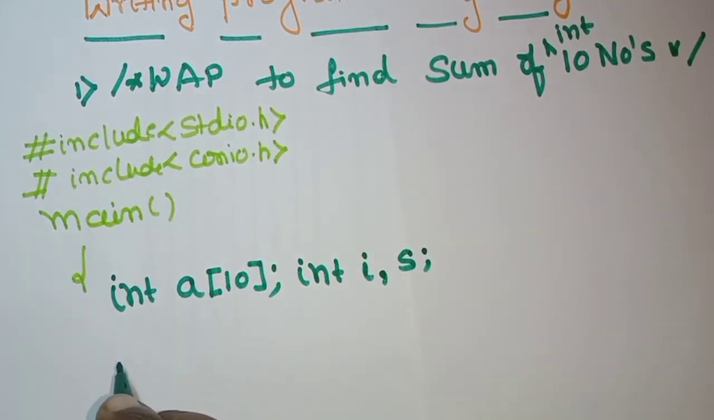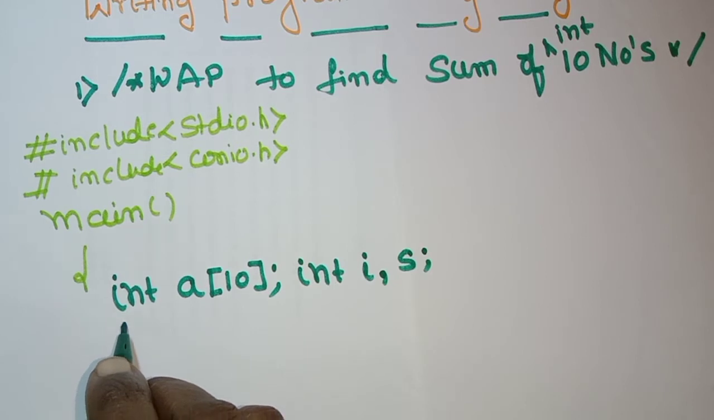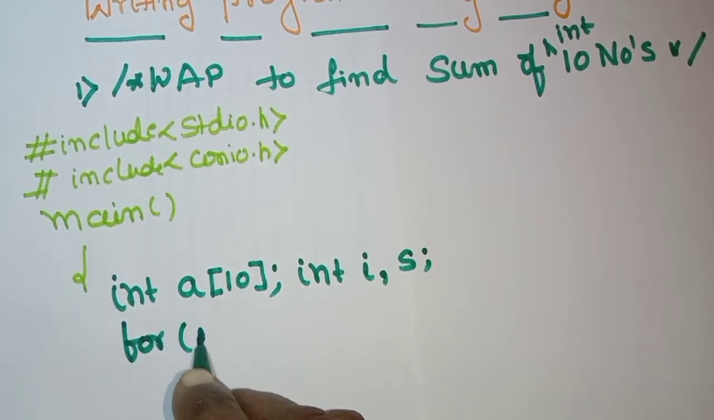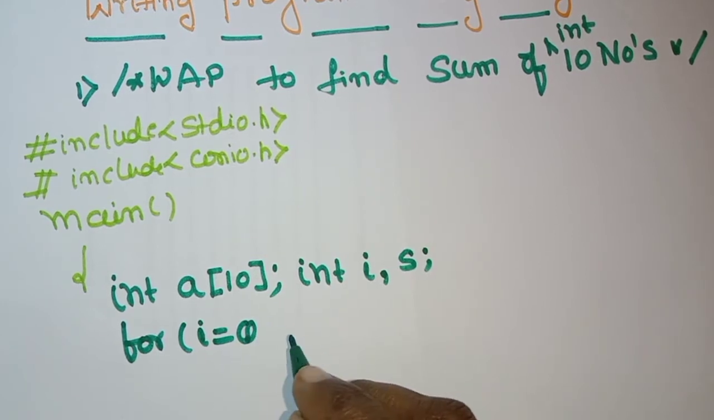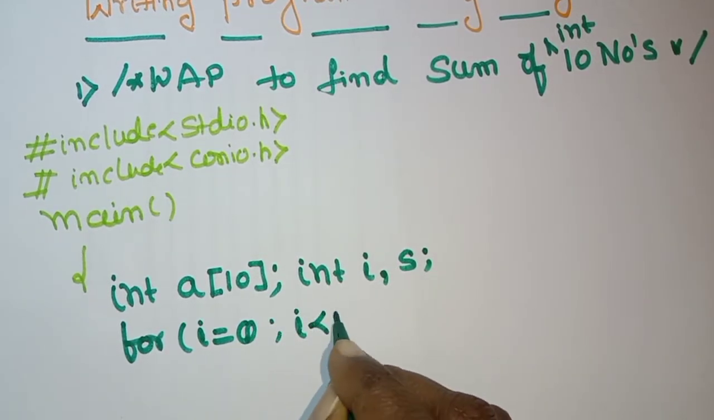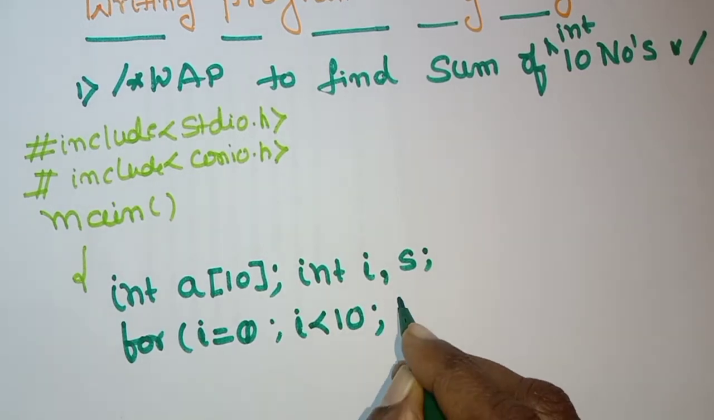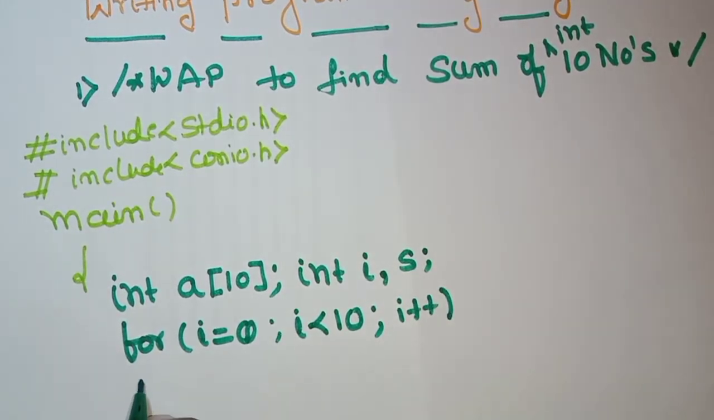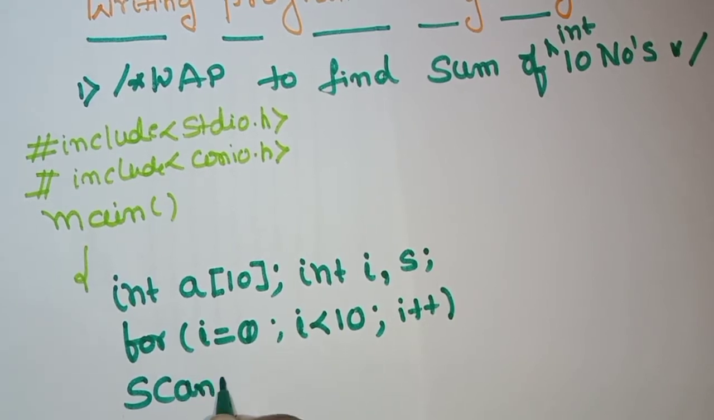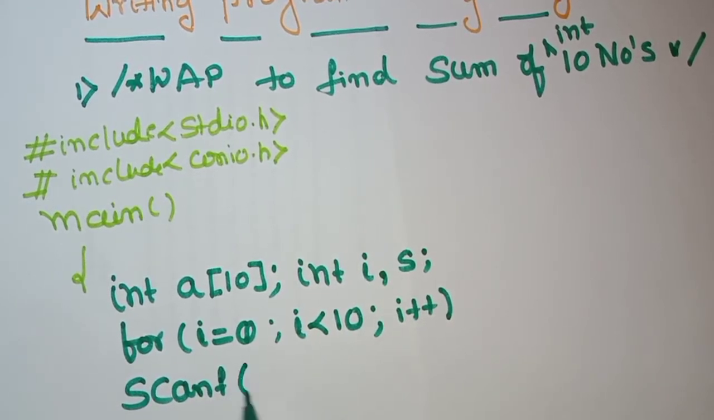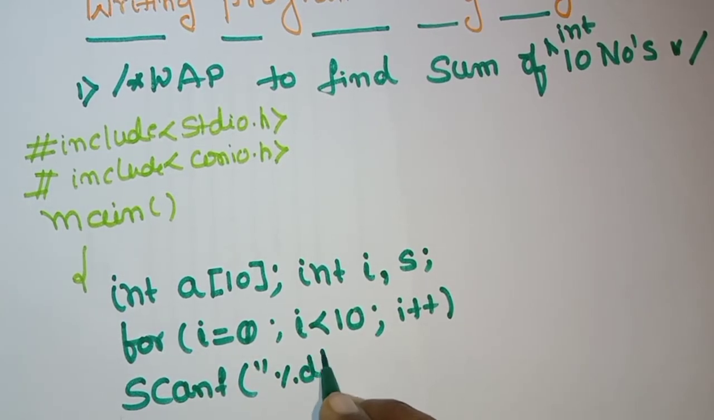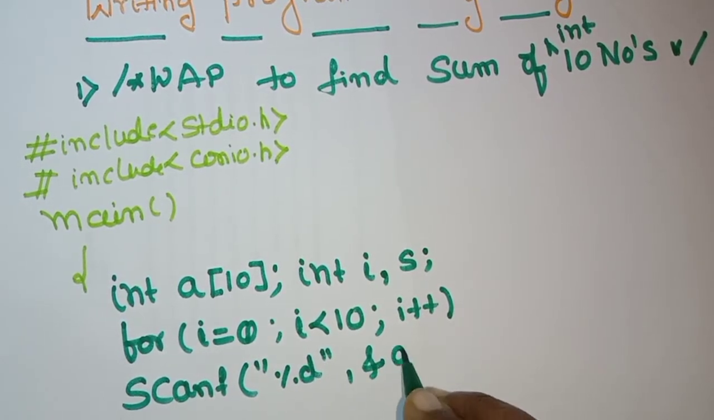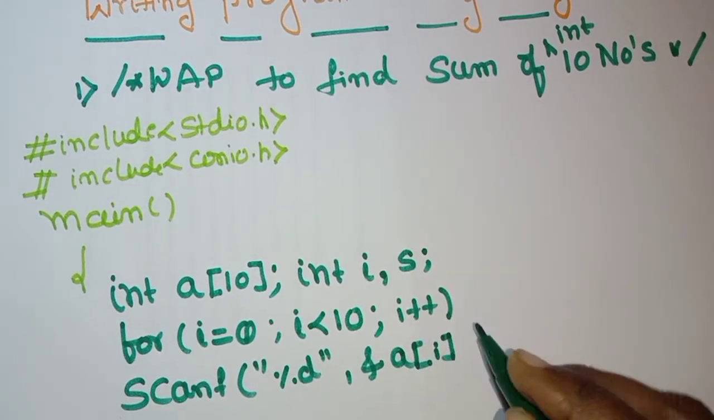After this we have to read those 10 numbers. How to read the array? You have to follow the same procedure I showed in the first program. For reading, we have to take the for statement: for i is equal to 0, i is less than 10, and i plus plus, and next is the scanf. What do I have to write here? Percentage d, ampersand a of i.